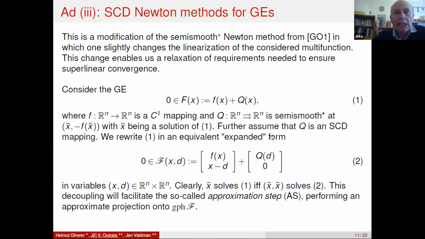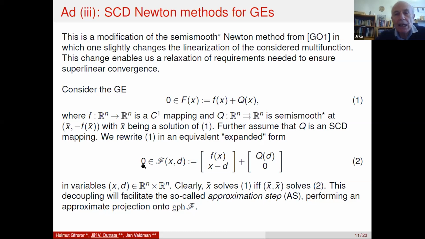And now we proceed to the SCD Newton method. To explain how it works, I will use a generalized equation. Generally, I could confine myself only to inclusions without specifying the structure of F, but in most examples we have solved, we were working with generalized equations so that F, capital F, amounts to the sum. And we assume that small f is a C1 mapping, and Q is semismooth star at this point, where x bar is a solution of our generalized equation. And further, we assume that this multifunction Q is an SCD mapping.